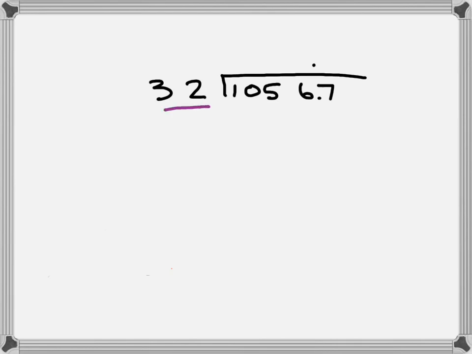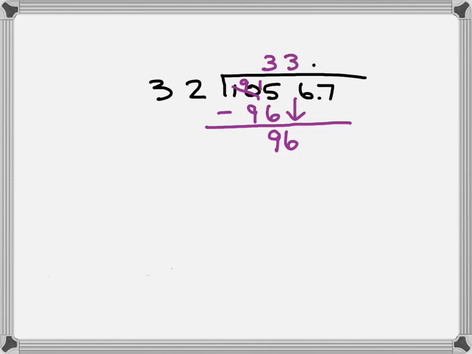Okay, so we're going to say 32 into 105, and that would probably go 3 times. 3 times 2 is 6, and 3 times 3 is 9. Okay, so 15 minus 6 is going to be 9, and 9 minus 9 is nothing. Now we're going to bring down the 6 over here. Okay, so we're going to say 32 would go into 96 also 3 times. 3 times 2 is 6. 3 times 3 is 9. That's going to leave us with a 0. We're going to bring down the 7 here.